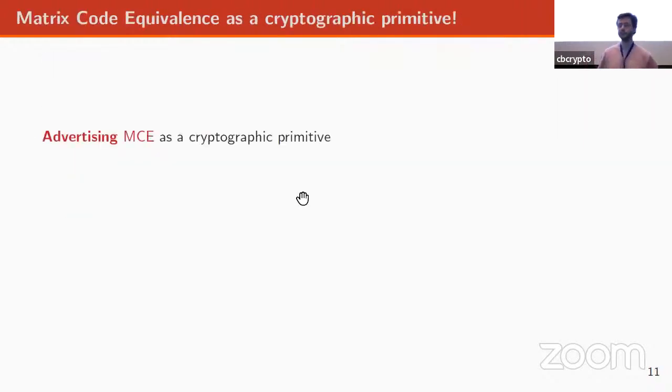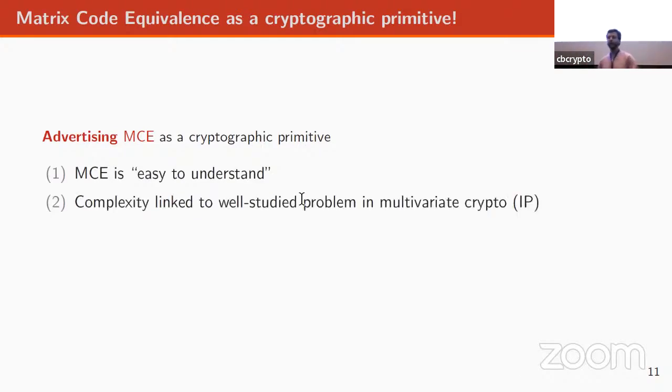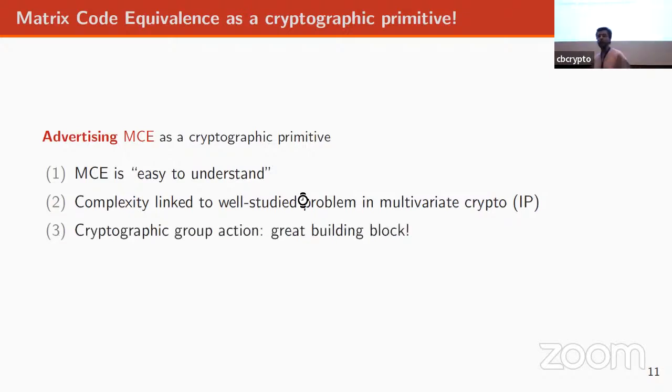So we can go to the coffee break again really quickly. But to summarize, what I really want to say is that I'm advertising matrix code equivalence here. This is a cryptographic primitive that's actually quite easy to understand. It's just these maps between these matrix codes. And the complexity is linked to this problem in multivariate crypto, the isomorphism of polynomials. This is already quite well studied. And then it makes a cryptographic group action, which is a great building block.